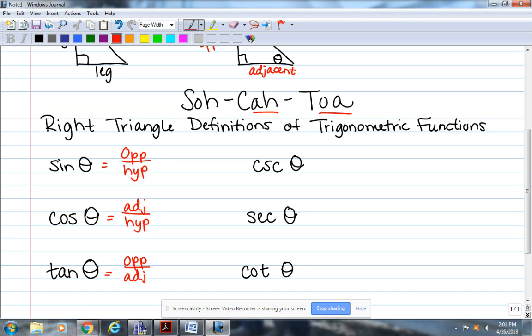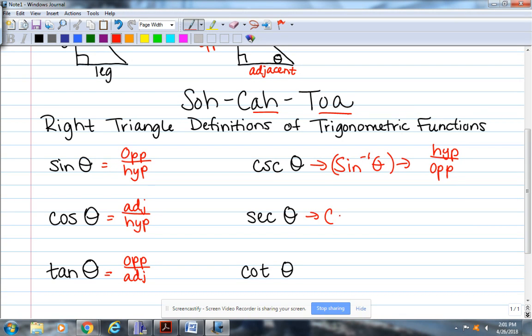Cosecant means the inverse of sine. So you take sine and flip it. Cosecant of theta, the inverse of sine, is going to be hypotenuse over opposite.